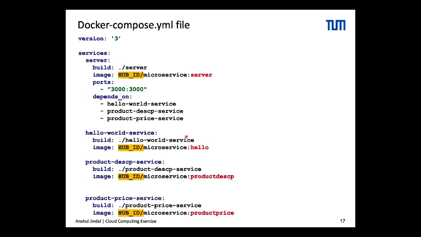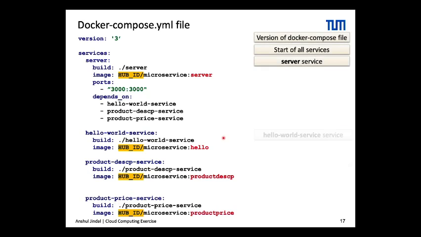And the docker-compose file consists of, you can see, 4 microservices: the server, the hello world service, the product description service, and the product price service. You can see that the server depends on the 3 other microservices because it needs to call these other microservices to get the data and send it back to the user.